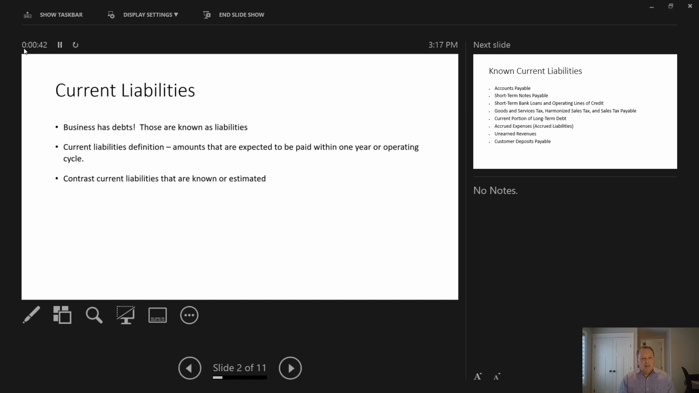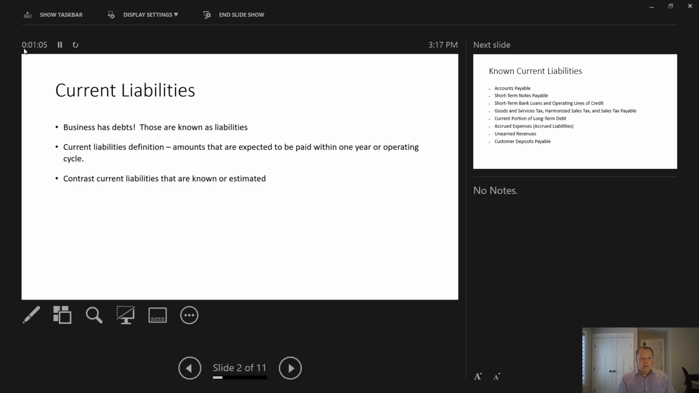Now, current liabilities are those amounts that are expected to be paid within 1 year or an operating cycle. Now, first off, we're going to say an operating cycle can be a year, it can be less, it could be more. But generally speaking, in this course, when we talk about current liabilities, we're talking about something that is expected to be paid within 1 year.